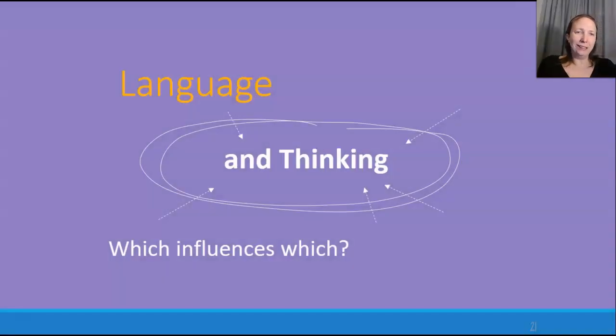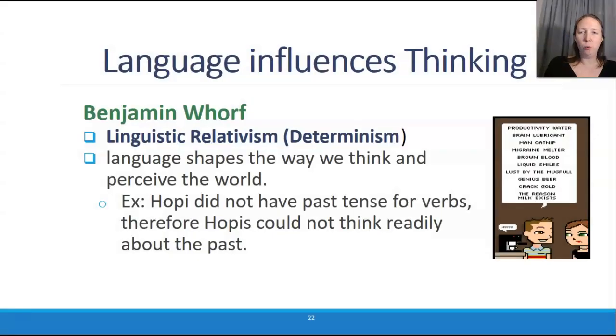Okay, one last little chunk here is language and thinking, how they're connected and which one influences which. Benjamin Whorf is the second of the two important names in this lecture, and he developed a theory of linguistic relativism. Sometimes it's regarded as linguistic determinism. There is a slight difference, but for our purposes, we're going to treat them as the same. And he claimed that language shapes the way we think and perceive the world.